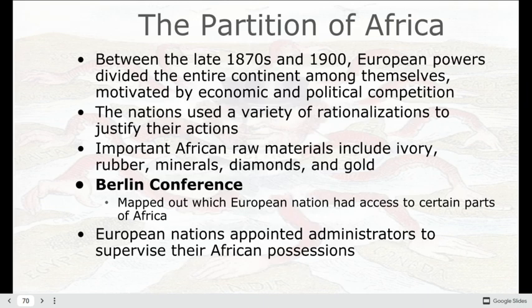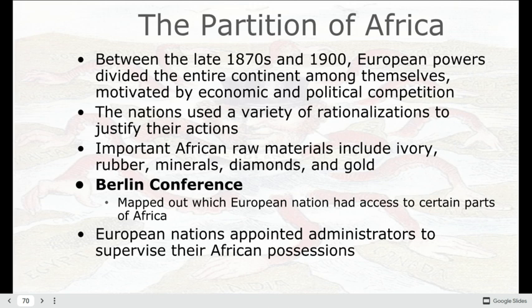And let's also talk about Africa a little bit. Also during this period of time, Africa was seen as a robust area for natural resource development. Things like ivory, rubber, minerals, diamonds, and gold could all be found there. And this time, they didn't actually end up fighting like they did in North America.